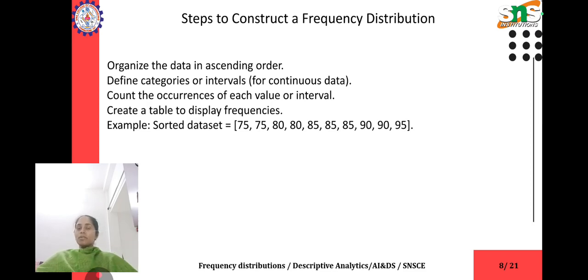The components of a frequency distribution table are: class intervals for grouped data; frequency, which is how often a value occurs; cumulative frequency, which is the sum of frequencies up to a point; relative frequency, which is the percentage of total frequency; and class boundary, which is the lower and upper limit of classes.